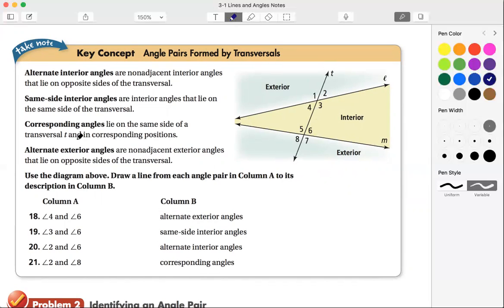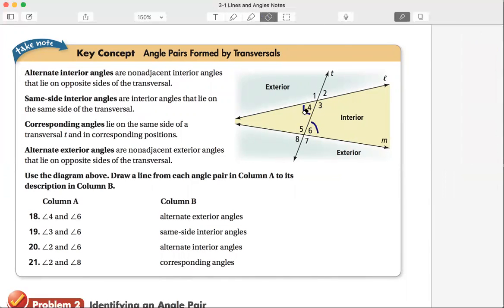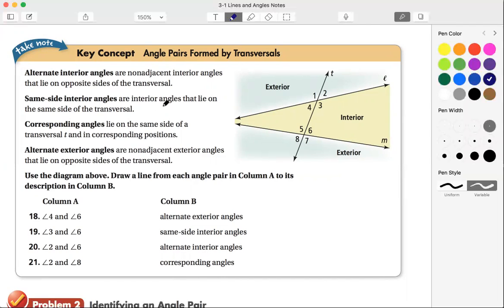So some special names, big vocabulary. Alternate interior angles are non-adjacent interior angles that lie on the opposite sides of the transversal. Examples of alternate interior would be angle 4 and angle 6. They're on opposite sides on the inside. Same side interior angles are interior angles that lie on the same side of the transversal. So an example would be 4 and 5, same side.